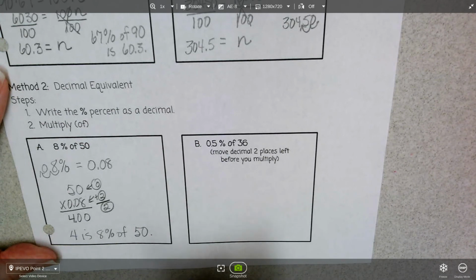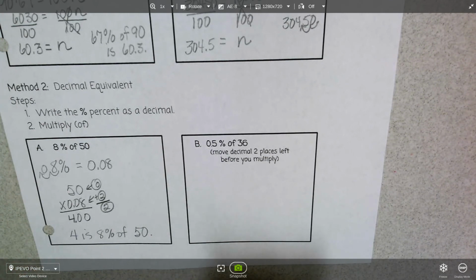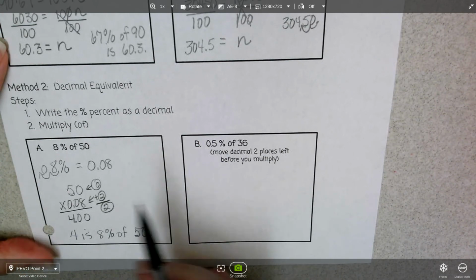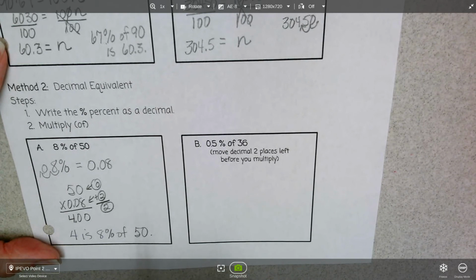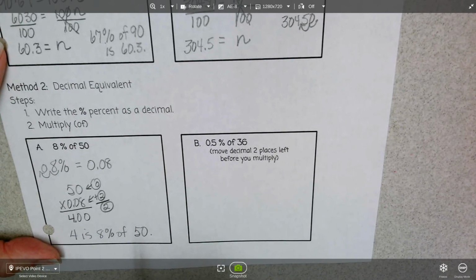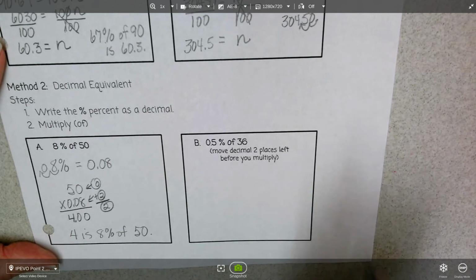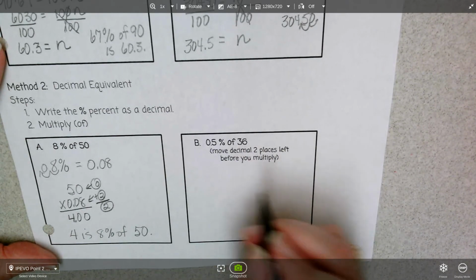Does that make sense? Yes, because 8% is just a little bit, and that's just a little bit of 50, so that's about right. And 8% is pretty close to 10%, and we know 10% would be 5. So there it is.